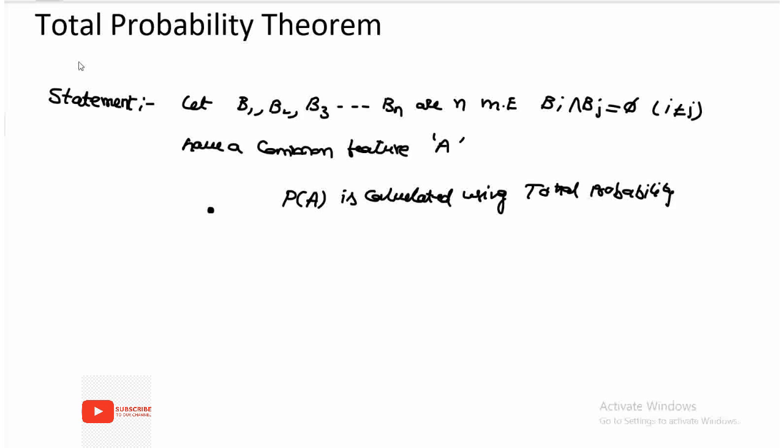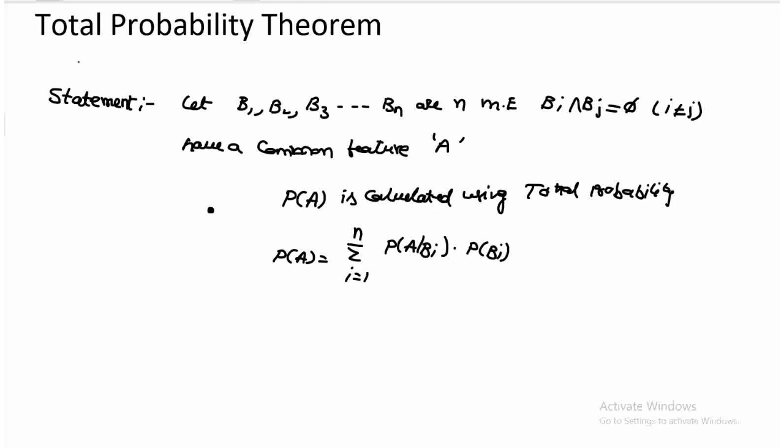as P of A equal to summation of i equal to 1 to n, probability of A given Bi into probability of Bi. This is actually the corresponding statement.